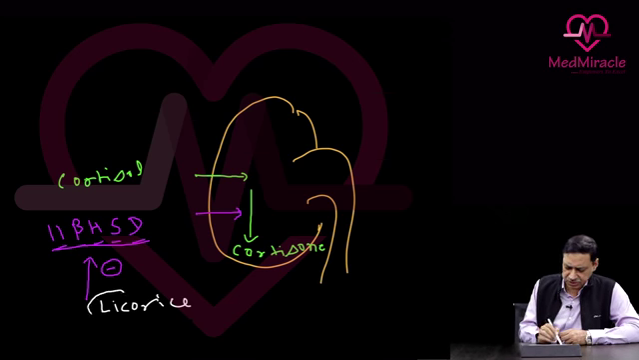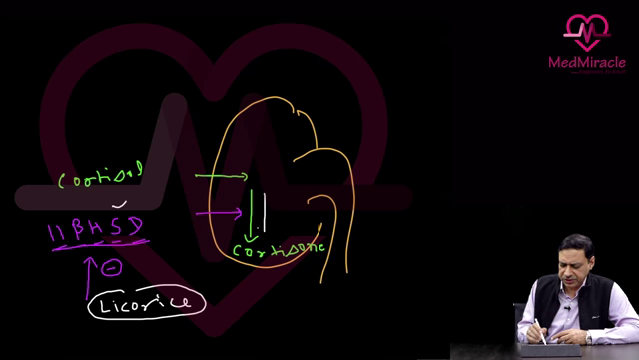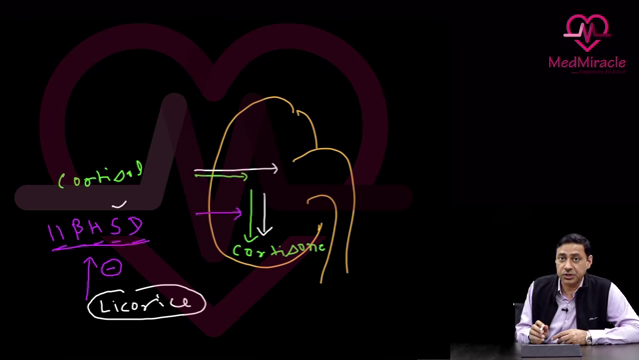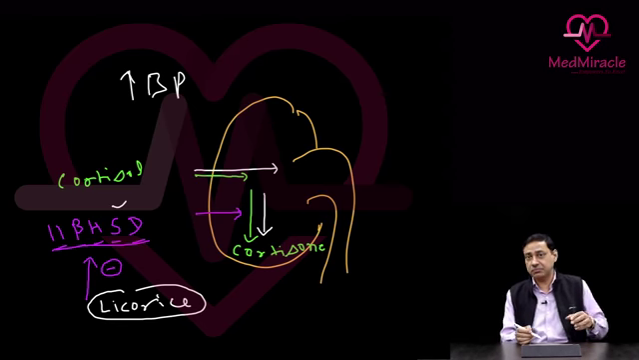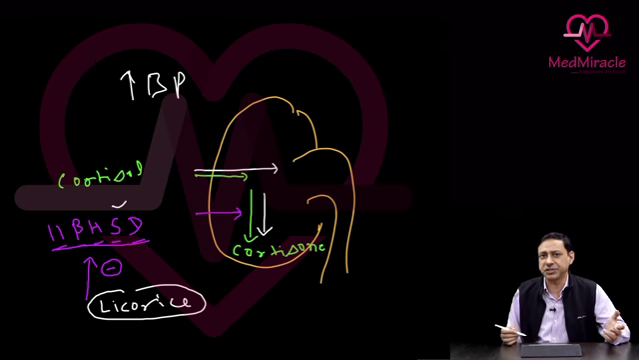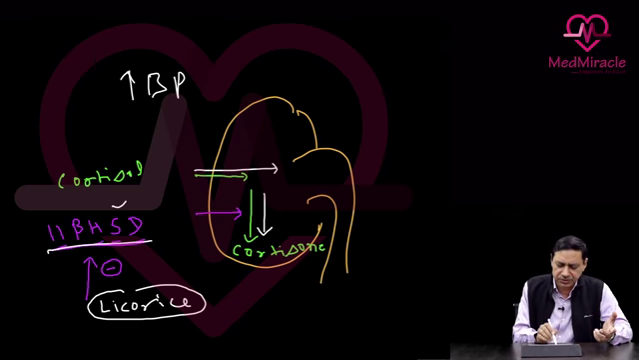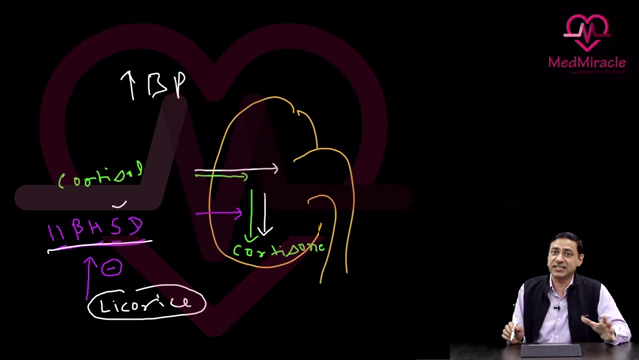So if you eat much licorice, what will happen? This enzyme will be inhibited, so cortisol will not be converted into cortisone. Therefore, cortisol will act more. It will retain sodium, so BP will increase. Cortisol retains sodium, but it is normally not able to because it is immediately converted into cortisone by this enzyme 11 beta hydroxysteroid dehydrogenase in the kidney. But if this enzyme is inhibited by licorice, cortisol will not be converted into cortisone, cortisol will retain sodium and BP will increase.